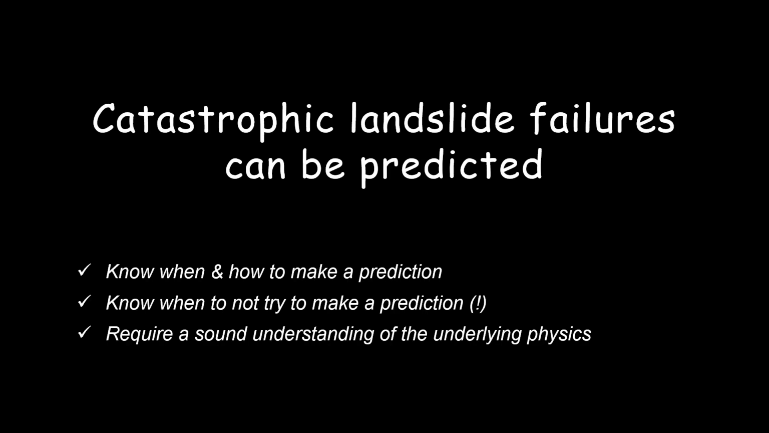So to conclude, I would say landslide failures can be predicted, but we need to know when and how to make a prediction. Equally important, we also need to know when to not try to make a prediction. This requires a sound understanding of the physics behind predictive laws.